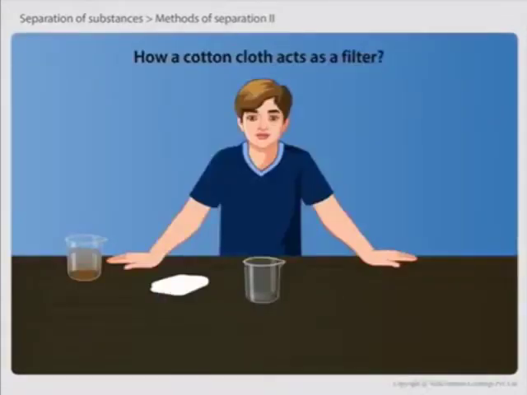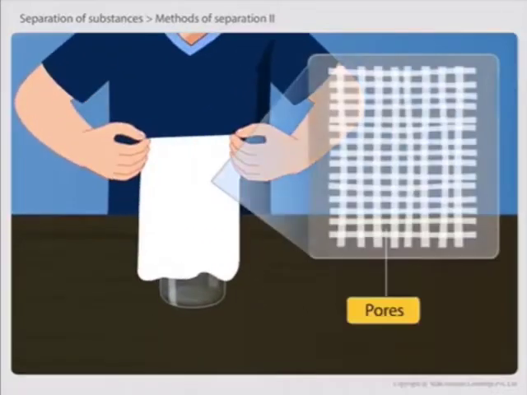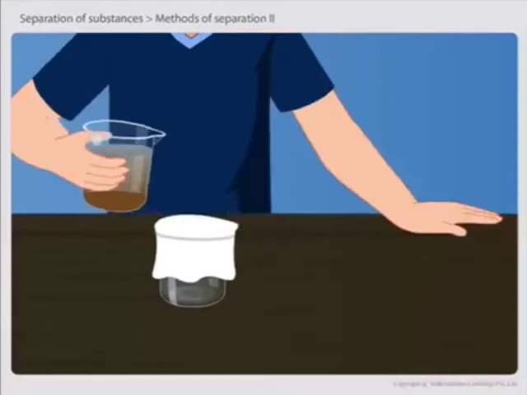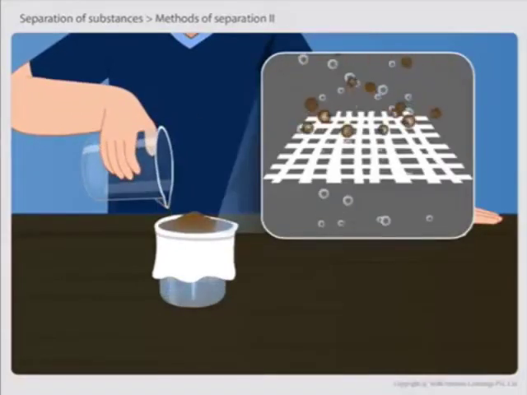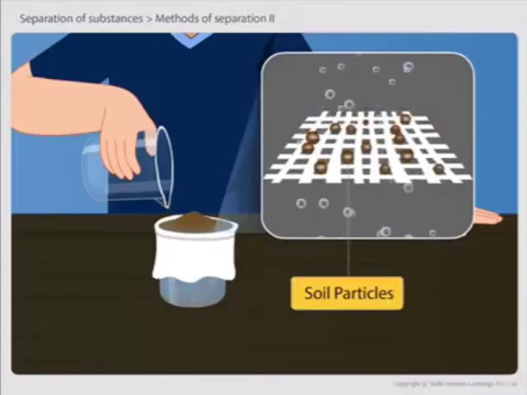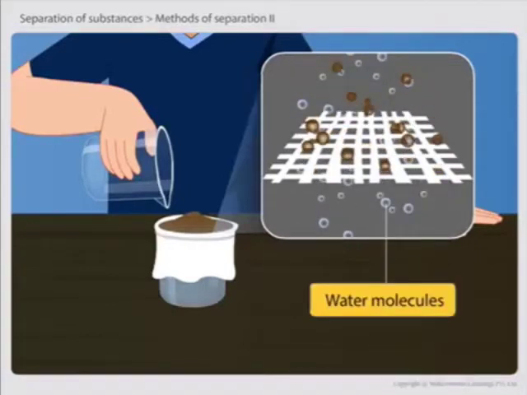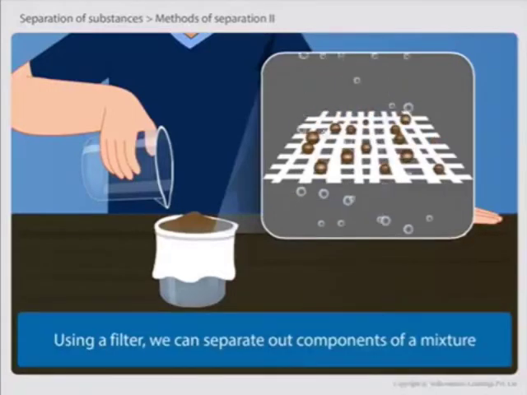Let us learn how a cotton cloth acts as a filter. In a piece of cloth, small holes or pores are there in between the woven threads. It is actually these small pores that act as a filter. The soil particles are bigger in size than these pores. So they cannot pass through these pores and remain in the cloth. While water molecules, being smaller than the pore size of the cloth, can easily pass through the cloth. Thus, by using a filter, we can separate out components of a mixture.